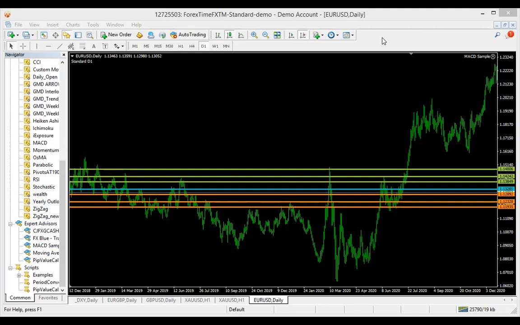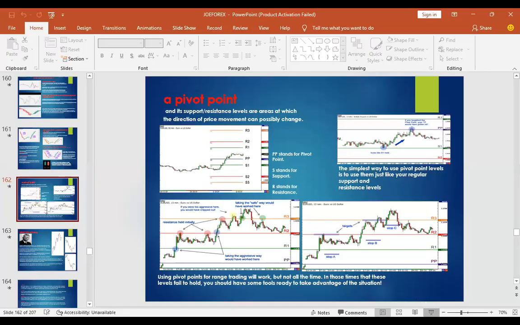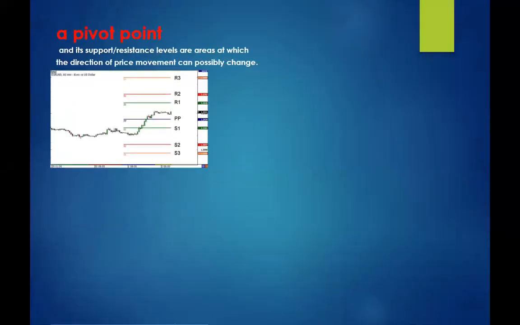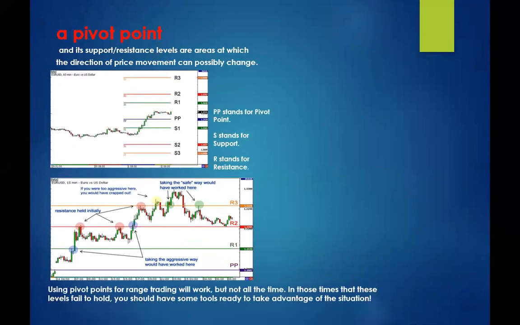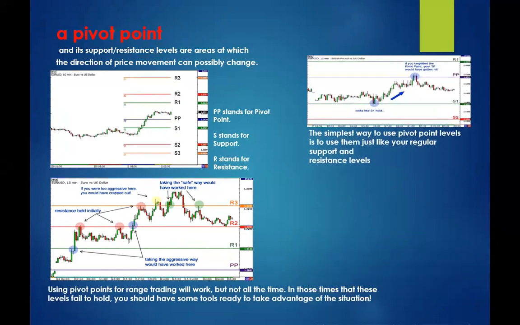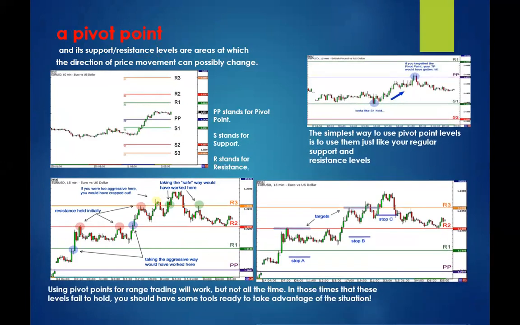Before we continue on this live class, we need to go to a presentation slide where we will define what pivot point is all about. Join me, let's go. Welcome back to the slide. Here, we are going to be discussing pivot point.